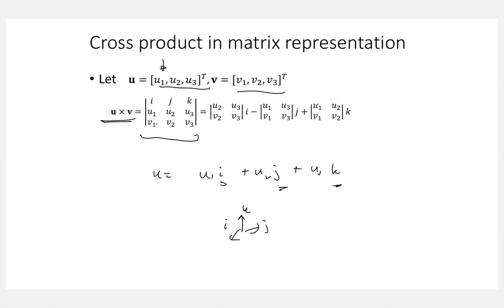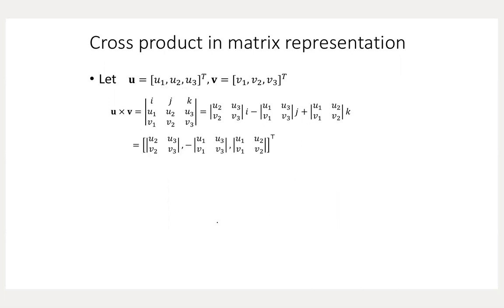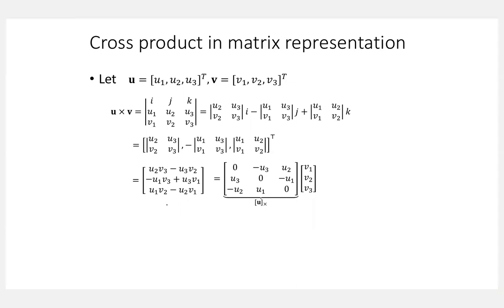Now U cross V will also be a vector. I write it as a determinant. If I expand this determinant, in the I direction I have this, then J like this and K like this. Or I can write it back into a vector form, which will be something like this. So I can also write this one as something like this.